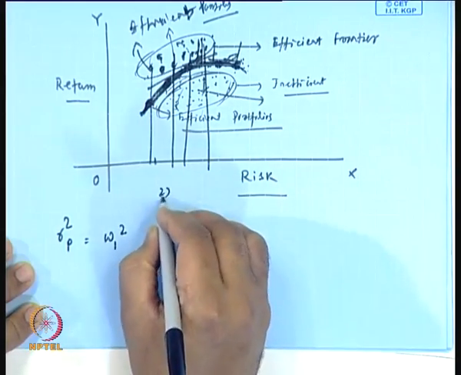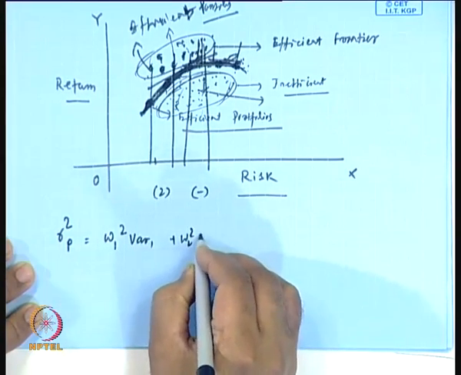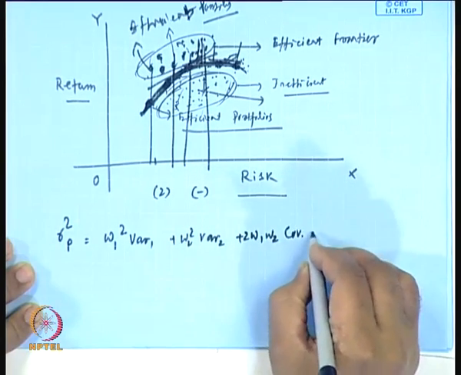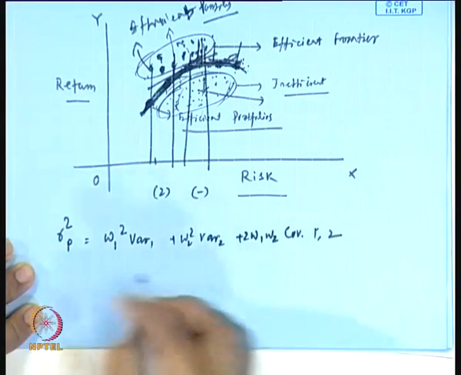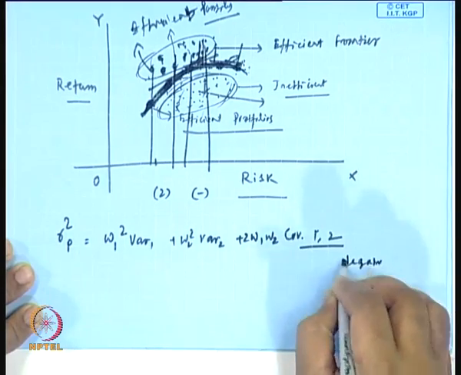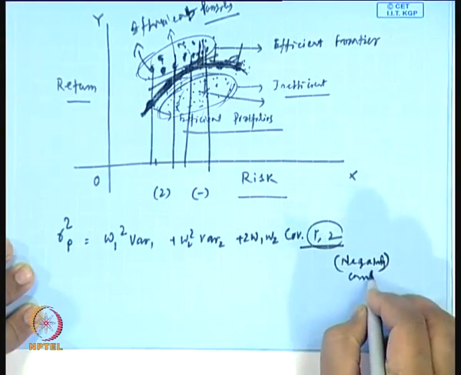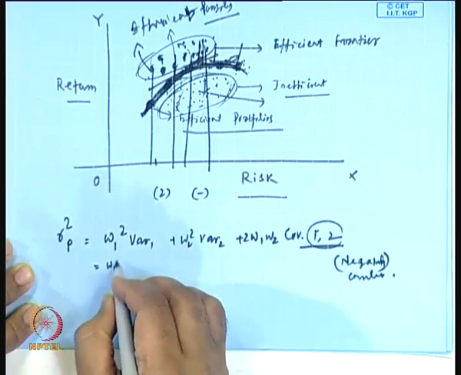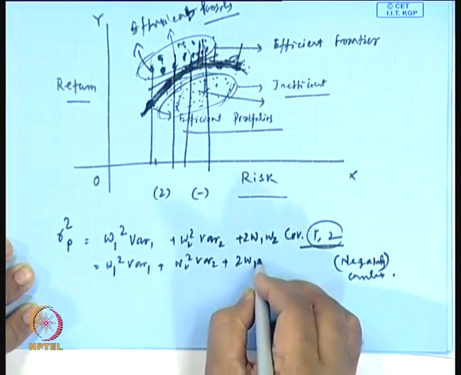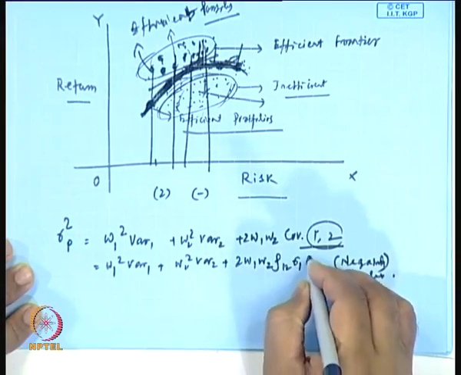For example, you have two stocks in your portfolio which are negatively correlated, then your variance is W1 square variance of 1 plus W2 square variance of 2 plus 2 W1 W2 covariance of 1 and 2. So here, for example, if these two are negatively correlated, then what we can see is basically W1 square variance 1 plus W2 square variance 2 plus 2 W1 W2 correlation of 1 and 2, times standard deviation of 1 and standard deviation of 2.